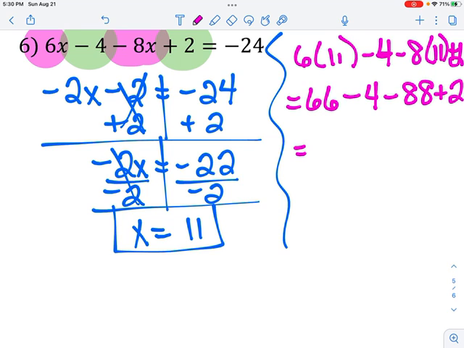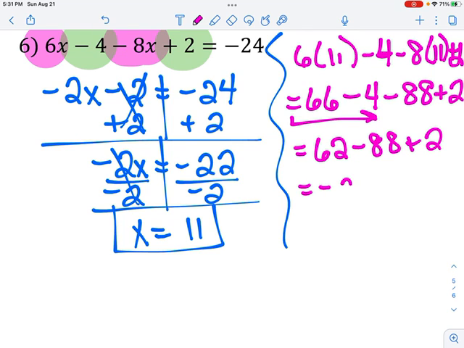Well, everything's addition and subtraction now. So we're going to start on the left-hand side and just simply work to the right-hand side. 66 minus 4, that's 62. And then we have that minus 88 plus 2. And then 62 minus 88, that's going to give us a negative 26 plus 2. And then negative 26 plus 2, that's going to give us a negative 24.